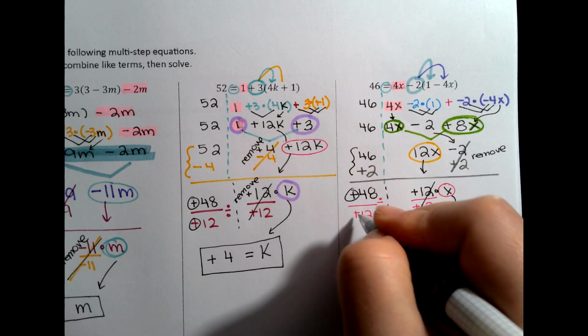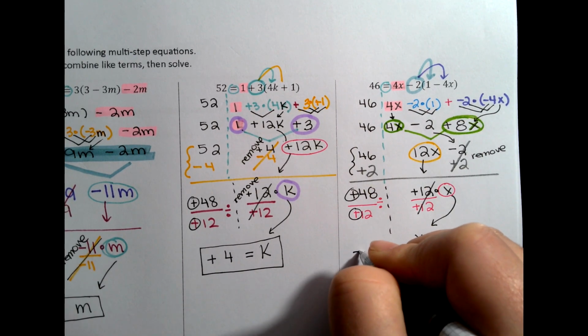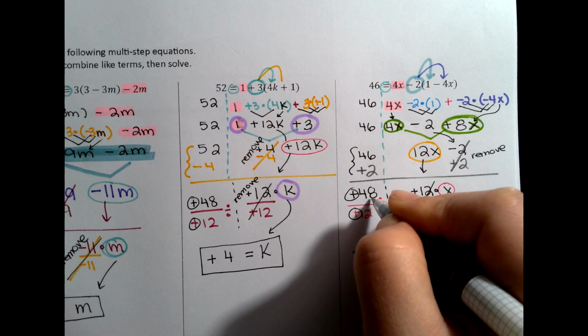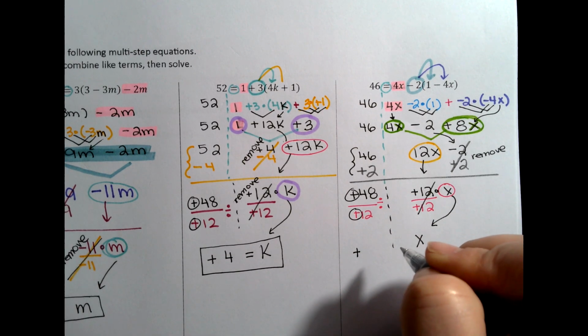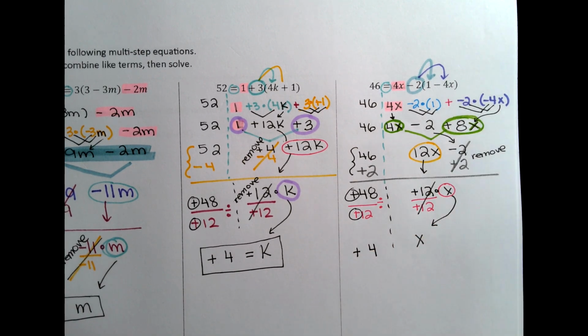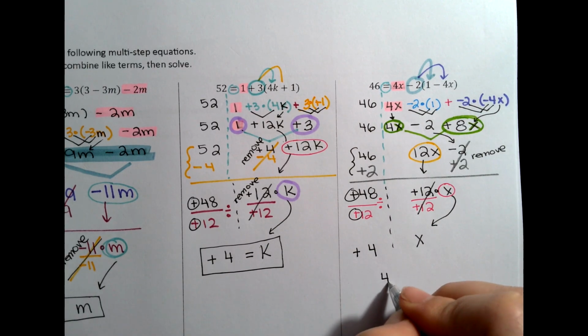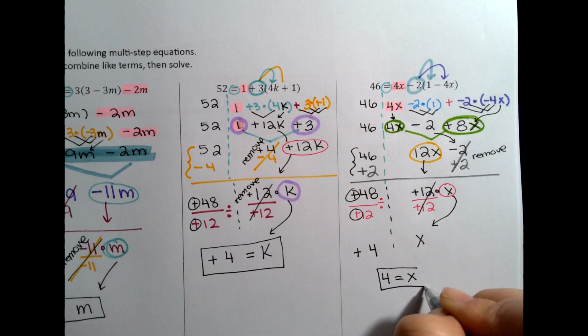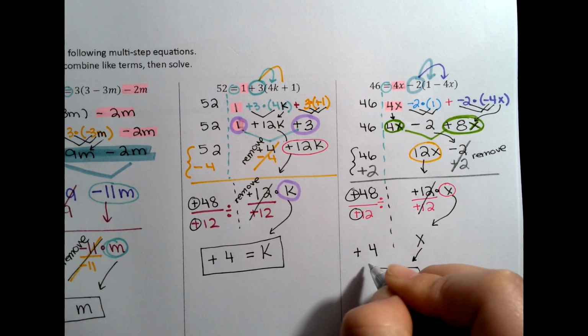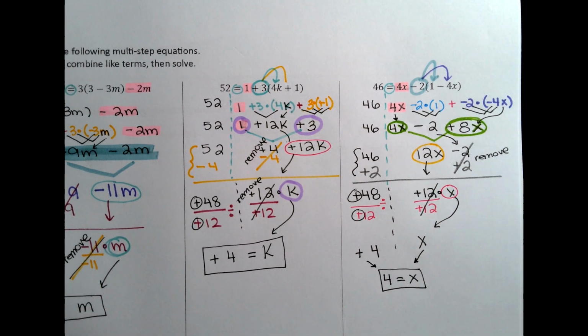Here we are dividing. Positive, positive gives me a positive answer. 48 and 12 is 4. So 4 is equal to x. Make sure you don't switch these around. X is on the right, 4 is on the left.